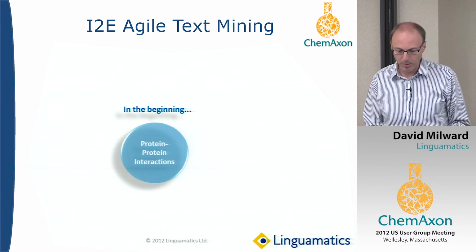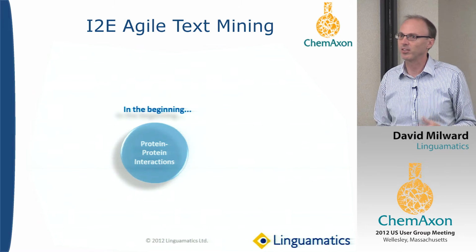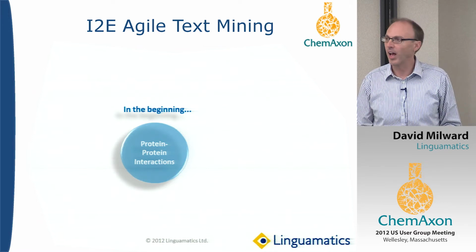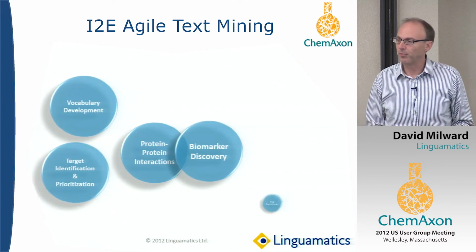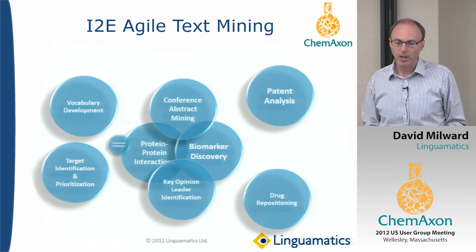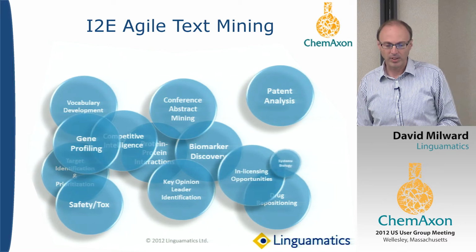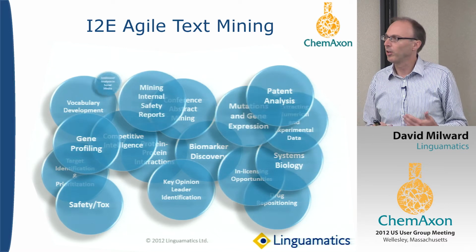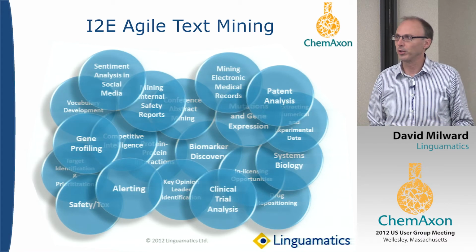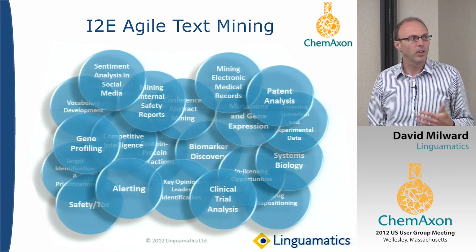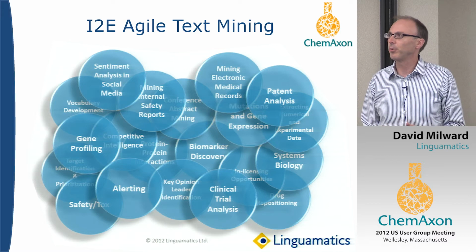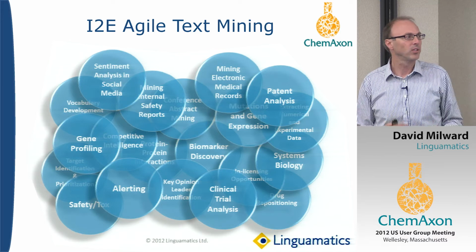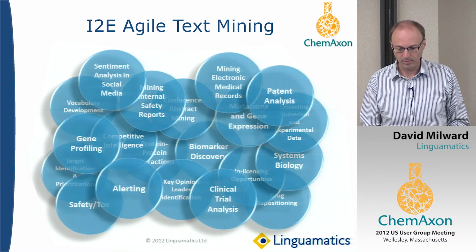So 10 years ago, people were interested in protein-protein interactions and tended to think of text mining as a way of getting those and nothing else. Since then, people have been using it for vocabulary development, biomarkers, mining conference abstracts, competitive intelligence, going into marketing areas, looking at things like safety reports or SharePoint repositories. So a huge range of different applications are coming through because people can actually use the software themselves, try out new queries on new data sources.